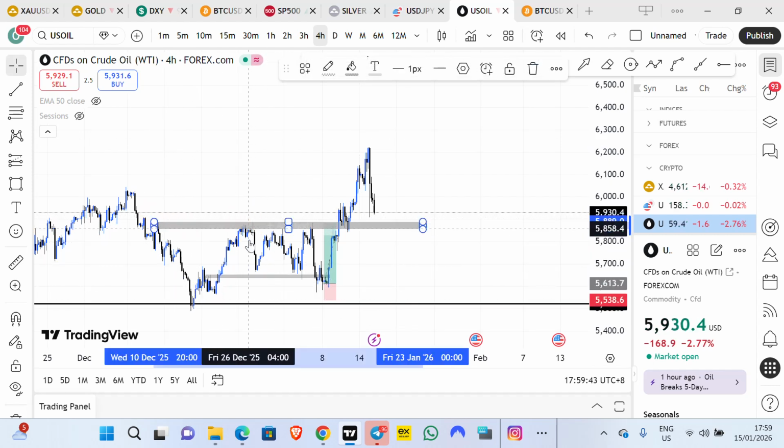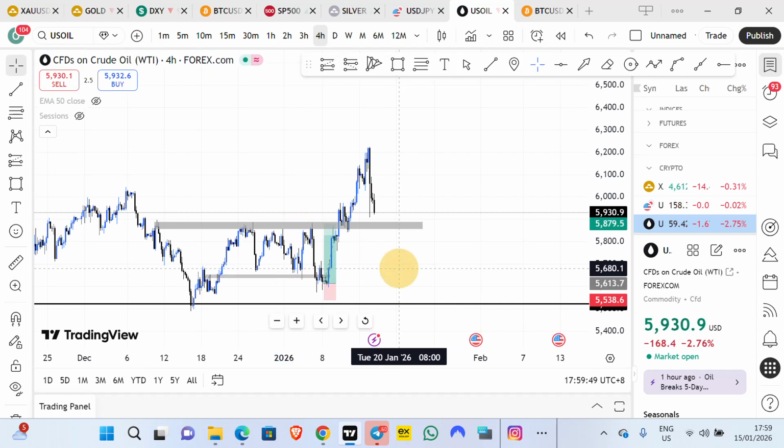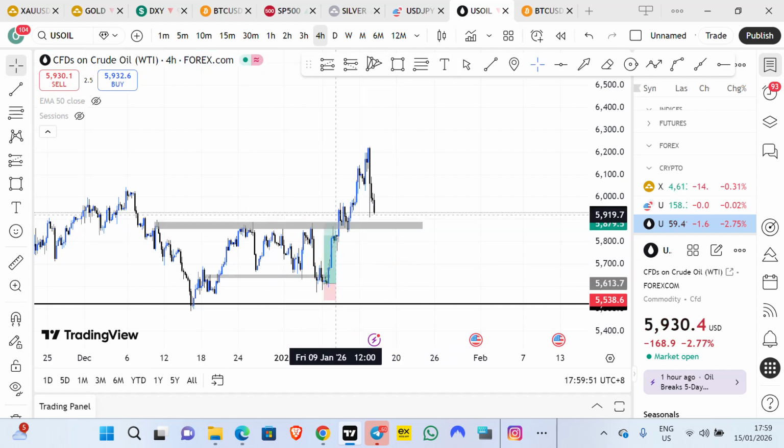Whenever price gets here, it pulls back. Whenever price gets here, it pulls back. But now price finally broke above it, right? This is the indication I'm telling you guys.